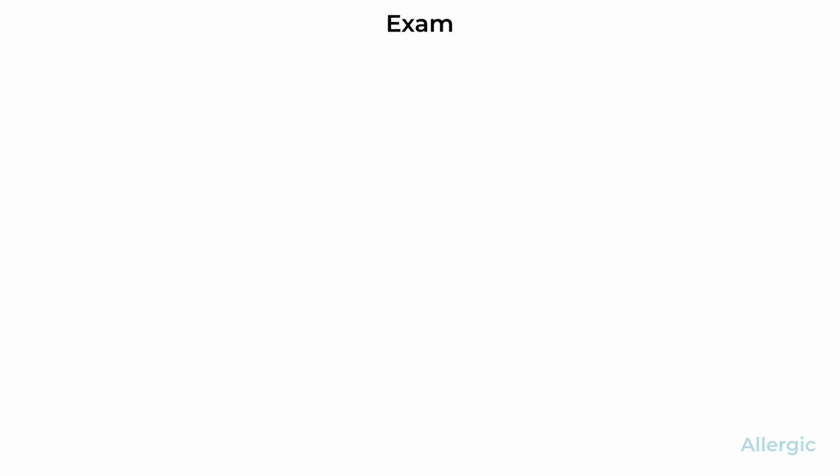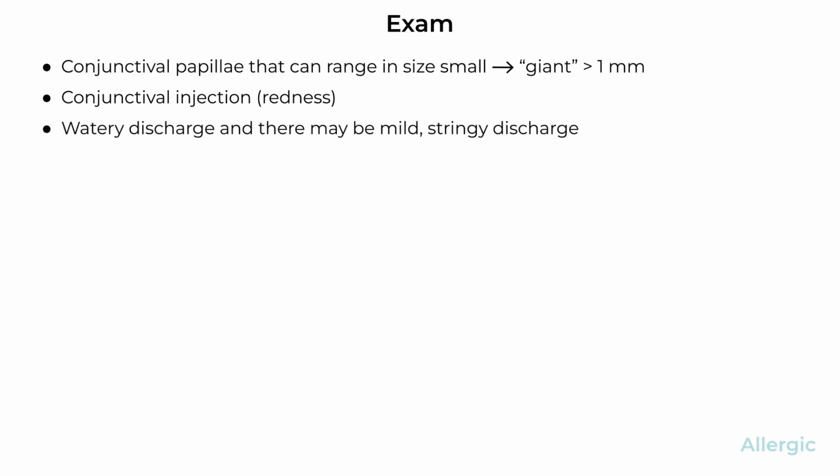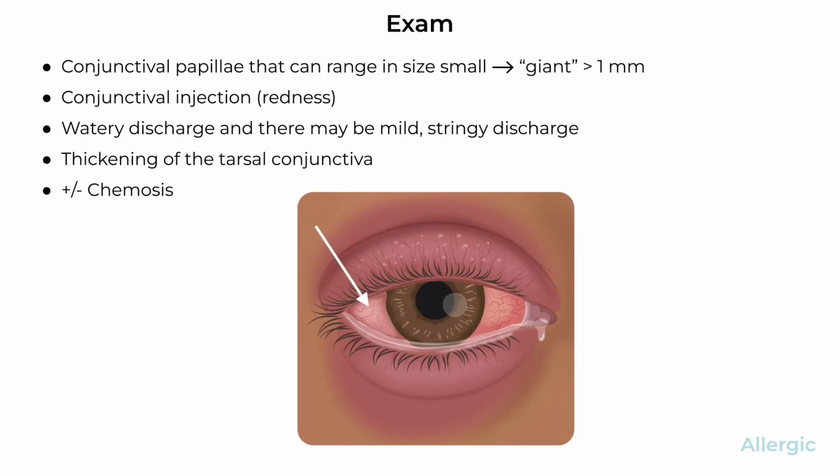The exam varies depending on the type, but as an overview, there's commonly conjunctival papillae that can range in size from small to giant, conjunctival injection leading to eye redness, watery discharge, and there may be mild, stringy mucoid discharge, but it's usually not the thick discharge like in bacterial conjunctivitis. There can be thickening of the tarsal conjunctiva, and there may be chemosis, which can be more prominent than in viral conjunctivitis. Remember, chemosis is conjunctival edema.